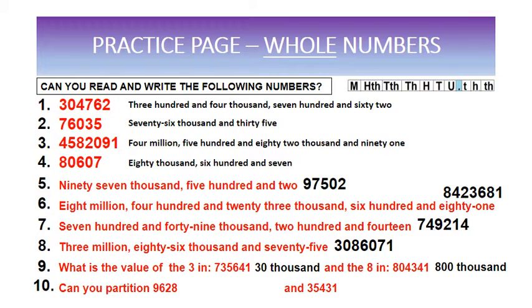Then can you partition this number? It's made up of 9,000 plus 600 plus 20 plus 8. And then the following number is 30,000 plus 5,000 plus 400 plus 30 plus 1.